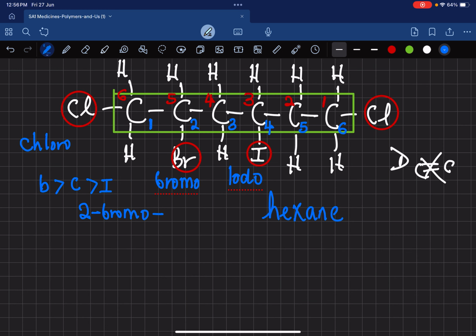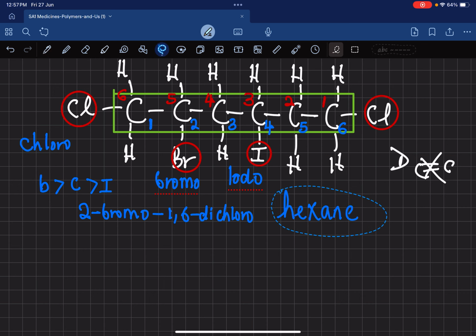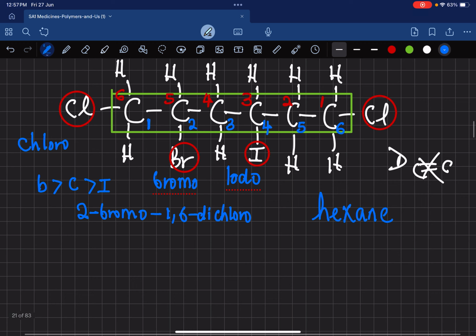C is at positions 1 and 6. So 1,6-dichloro. Then hyphen again. Where's the iodine? It's at number 4. 4-iodohexane. Wow, that's the name. 2-bromo-1,6-dichloro-4-iodohexane. That's the name.